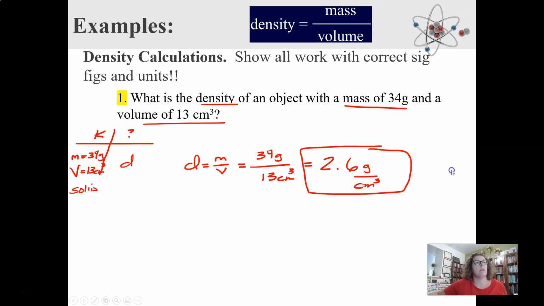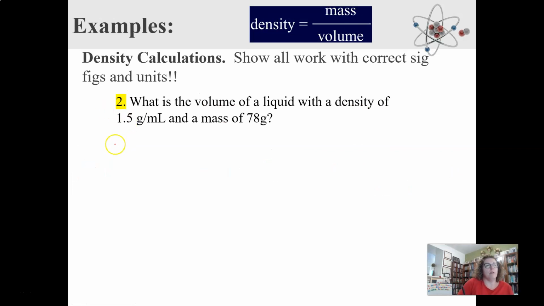Okay. Question number 2, I'm going to solve for volume. So I'm going to read my statement automatically and do my chart. What is the volume? I'm solving for volume, big V, of a liquid, and that has a density, little d, of 1.5 grams per mil. And I have a mass, little m, of 78 grams.